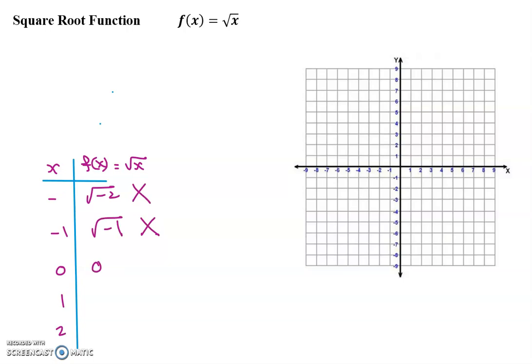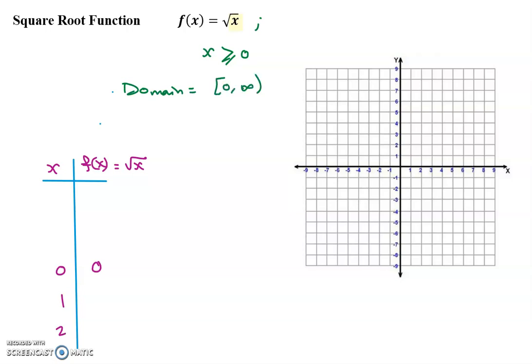So negative points are not going to work because there's a very important condition when it comes to the square root. Anything inside the square root should be positive. So basically x should be greater than or equal to 0. So the domain, we can tell from the beginning, will be from 0 to infinity. I know that my first point will be 0, and nothing before 0. Square root of 0 is 0.